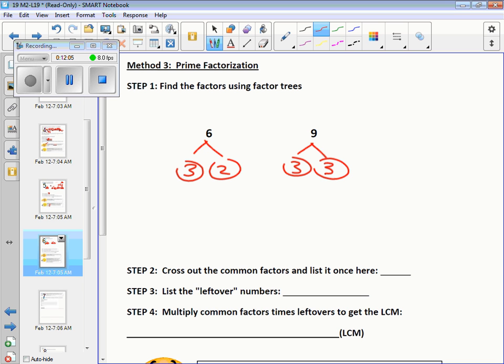Okay, ready? Follow the steps, because if you do method 3, you've got to do it exactly the way I show you. It's all about order and organization and doing things very, very methodically.